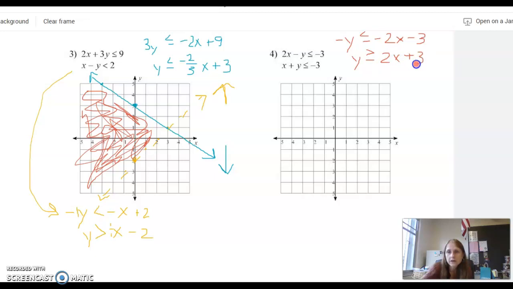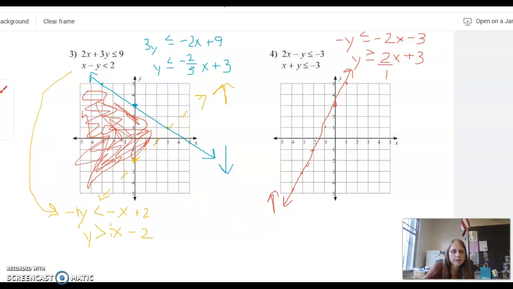So the y-intercept here is 3, so I'm starting at 3. Slope is 2, which would be 2 over 1. So I can go up 2, right 1. Same thing as going down 2, left 1. Whoa. It was greater than or equal to. So since it's equal to, I would use a solid line to the best of my ability. And then it's greater than, so in the long run, I want to be above this line.